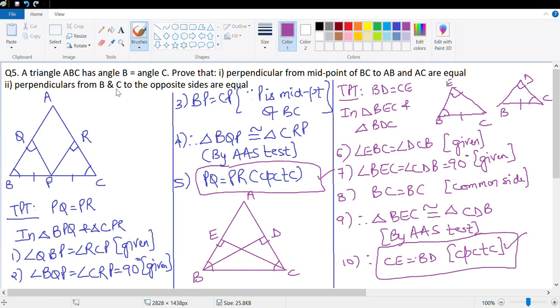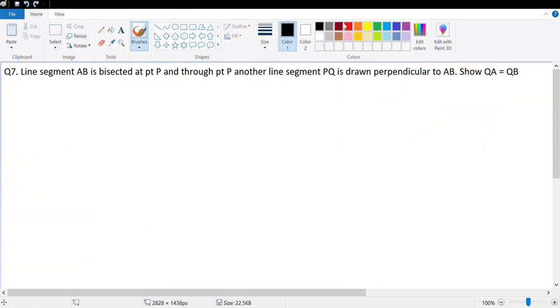The next homework question is question number 7. It says a line segment AB is bisected at point P, and through point P another line segment PQ is drawn perpendicular to AB. Okay, so this is line segment AB and it is bisected at point P. And through P another line segment PQ is drawn perpendicular to AB. So this is PQ. We need to prove QA and QB are equal.